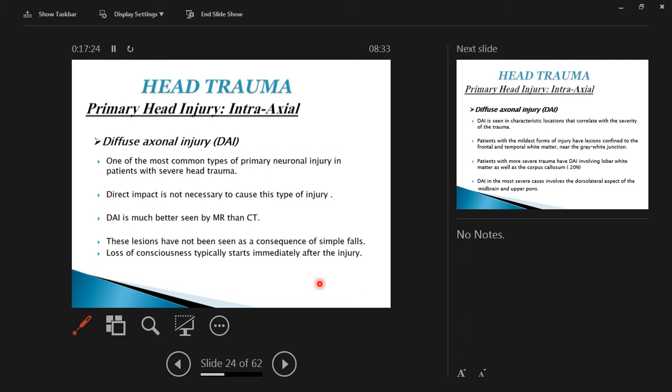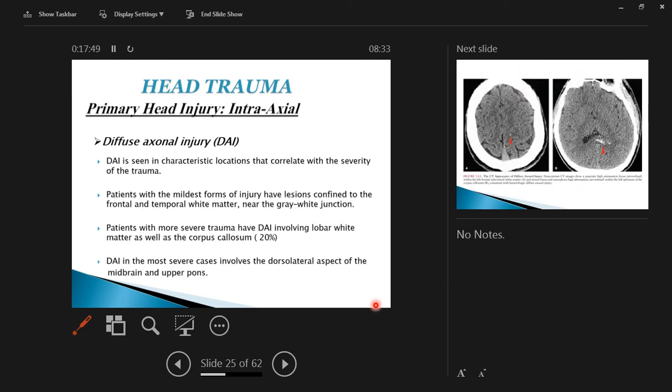These lesions have not been seen as a consequence of simple falls, and loss of consciousness typically starts immediately after the injury. These are important notes. Diffuse axonal injury is seen in characteristic locations, and the location correlates with the severity of the trauma.